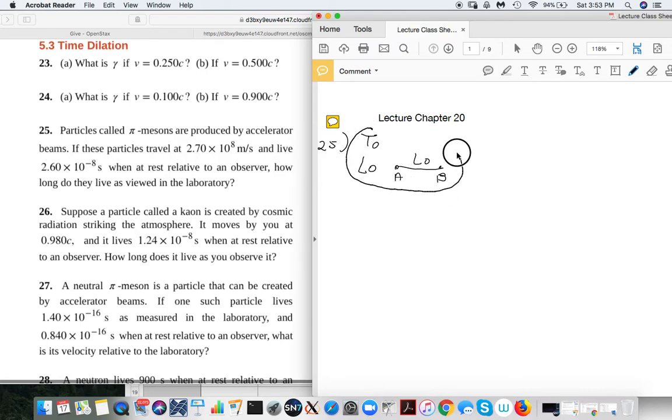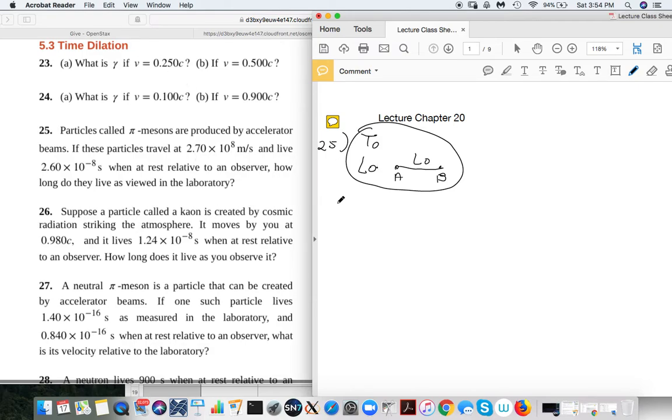Again, proper length is a length where you go to point A, point B with a ruler and you measure, right? And proper time is a time where you are there in the lab and you see some event happening, and then you measure how long that event happened. Okay, so let's go to 25.